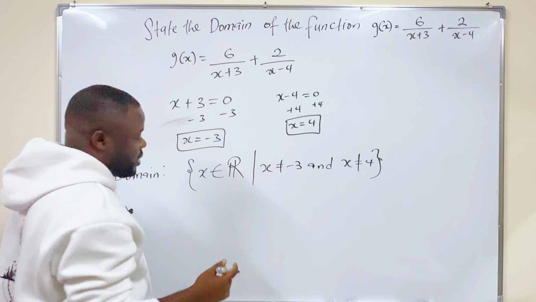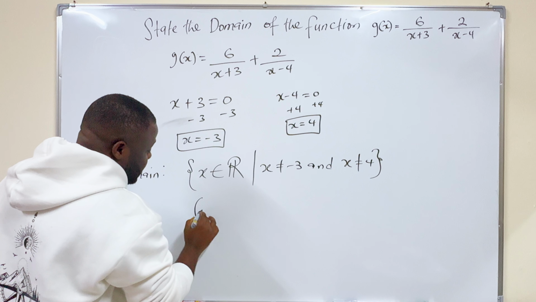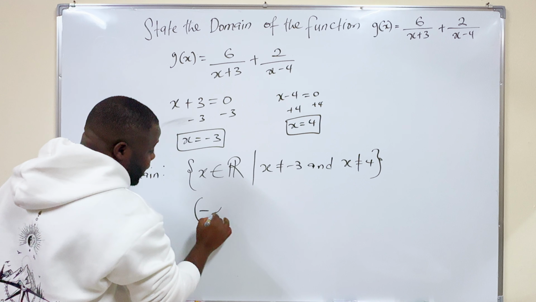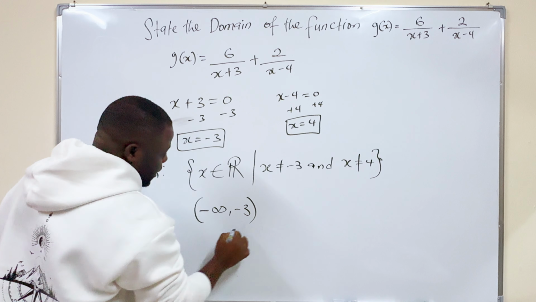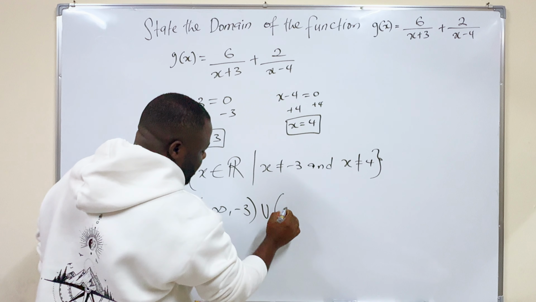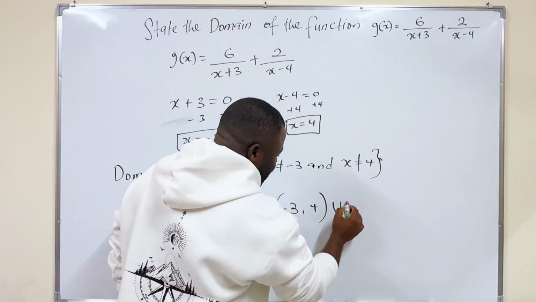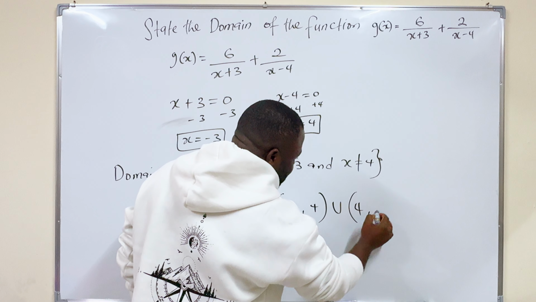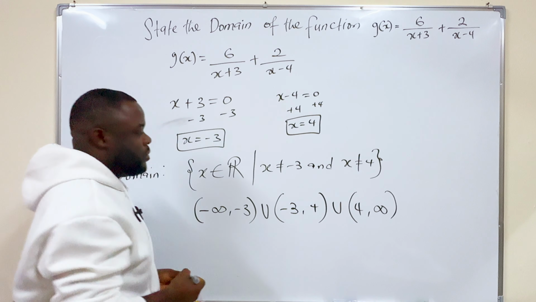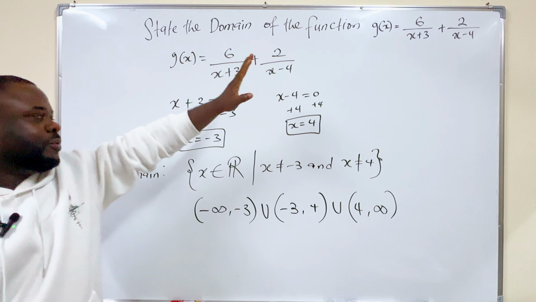But if you want to write it in interval notation, you have x from negative infinity to negative 3, then union negative 3 and 4, then union 4 to positive infinity. So this is the domain of this function.